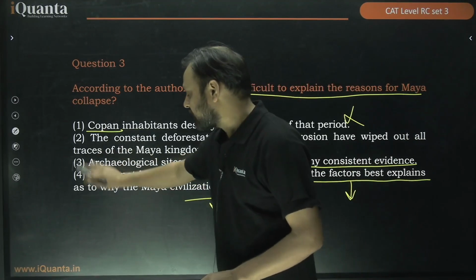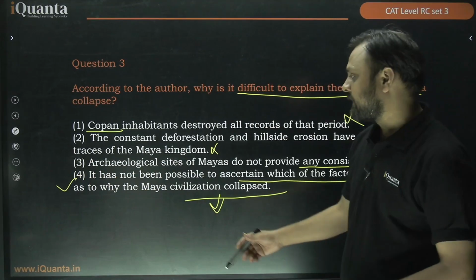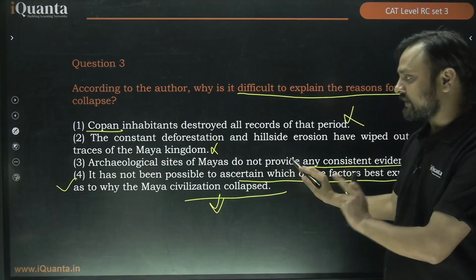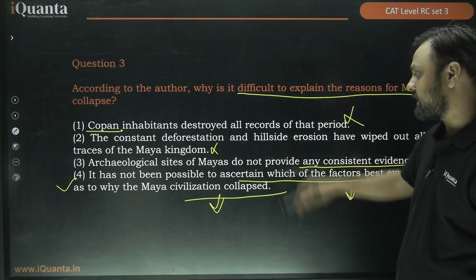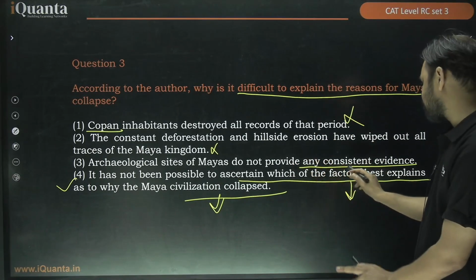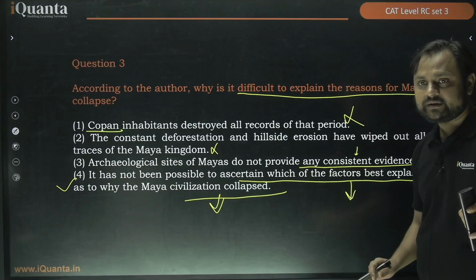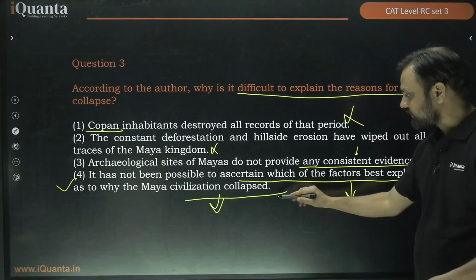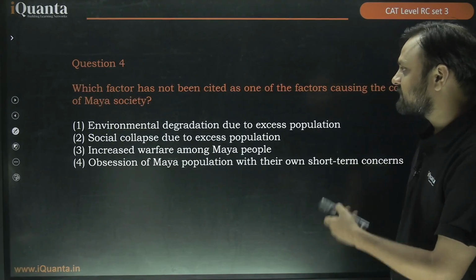So, out of 3 and 4, this 4th one is better than 3, and it explains everything about the passage, and especially the first paragraph. The third one is okay, because yes, this evidence was not consistent, but still you have a better choice, so go with 4. And this is the last question.